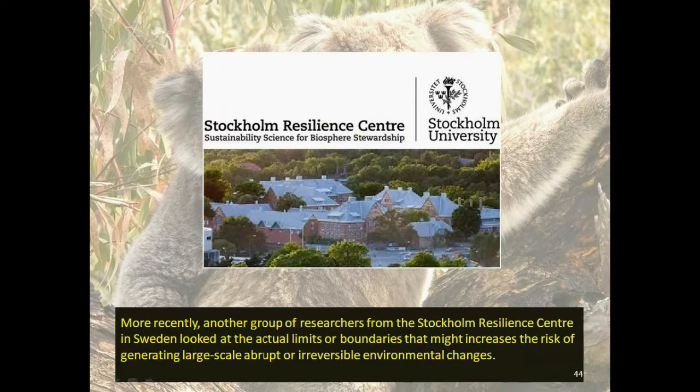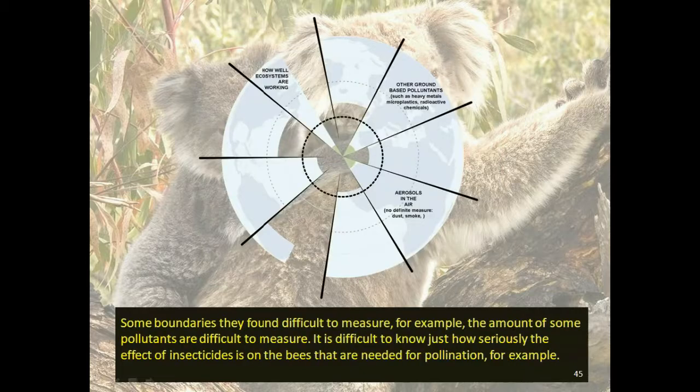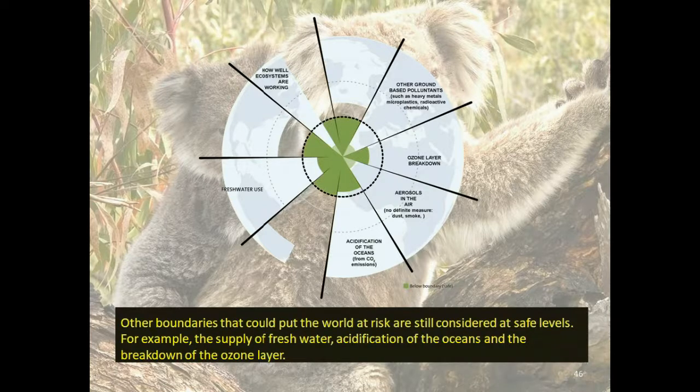More recently, another group of researchers from the Stockholm Resilience Centre in Sweden looked at the actual limits or boundaries that might increase the risk of generating large-scale, abrupt or irreversible environmental changes. Some boundaries they found were difficult to measure. For example, the amount of some pollutants are difficult to measure. It's difficult to know just how seriously the effect of insecticides is on the bees that are needed for pollination, for example.